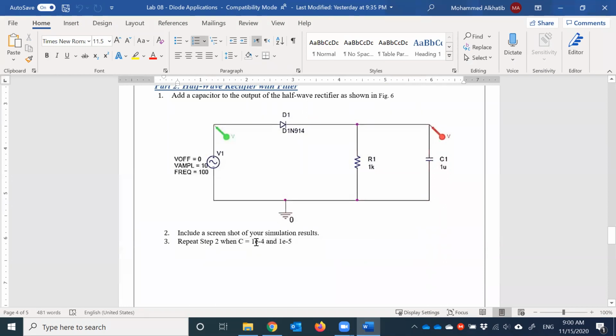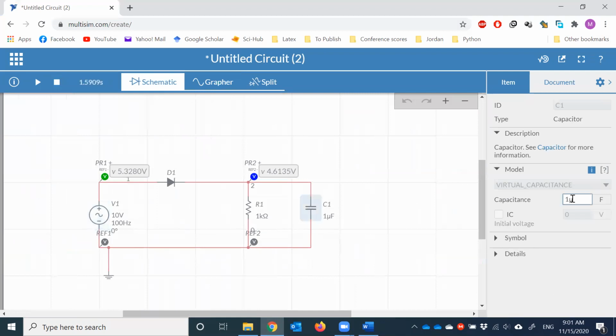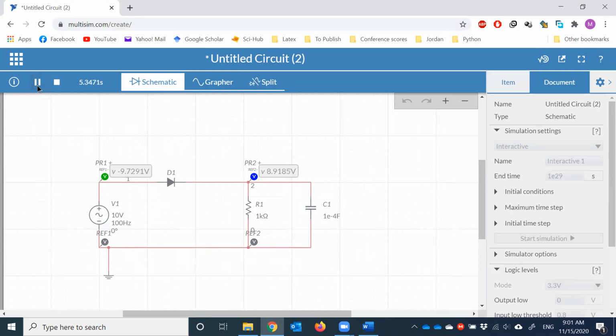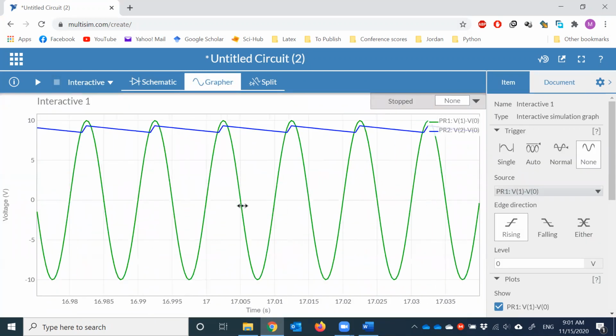Let's try with 1e to the negative 4. Go back to the schematic, double click here. So 1e negative 4. I'm not sure if this one will work. Let's run the simulation. Go back to the graph and see. Now I'm getting a DC-like kind of signal, and this is what happens because of the charging and discharging of the capacitor. Now see how the blue one was just positive half cycles. Now it's becoming more of a DC-like signal, and that's it.